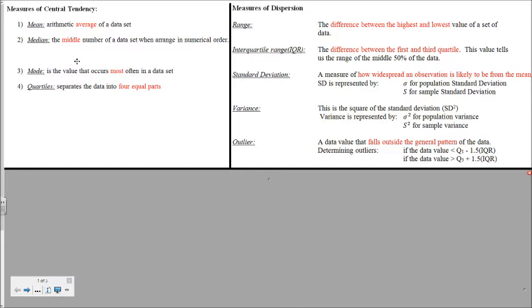And the quartiles separate the data into 4 equal parts. Just like the median occurs in the middle, it splits the data into 2 equal parts. The quartiles are 2 additional numbers which break it into 4 equal parts.